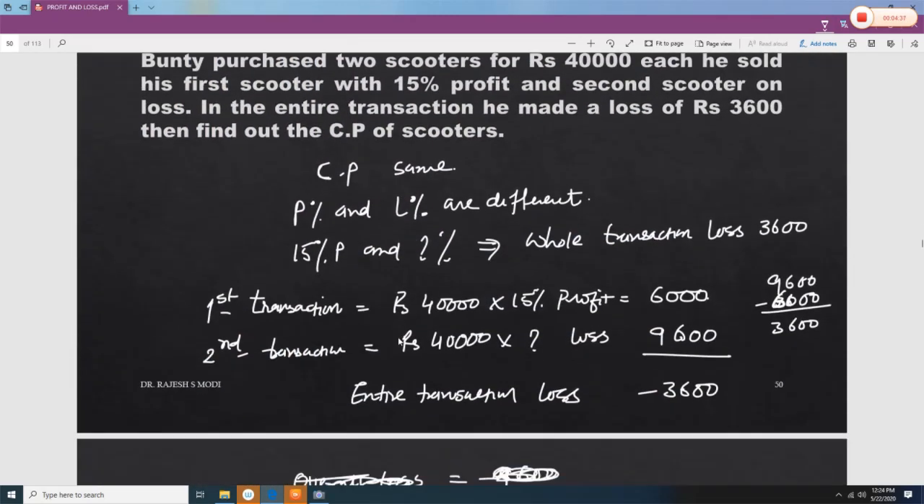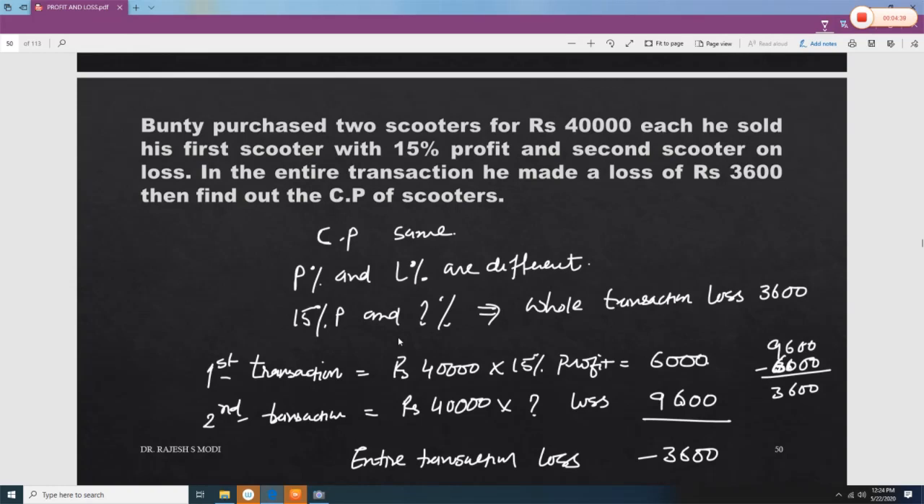Bunty purchased two scooters for rupees 40,000 each. Purchase means CP. His first scooter was sold at 15% profit and the second at a loss, but how much loss is not given. In the entire transaction he made a loss of rupees 3,600. Then find out the CP of the scooter. CP is the same for both scooters.